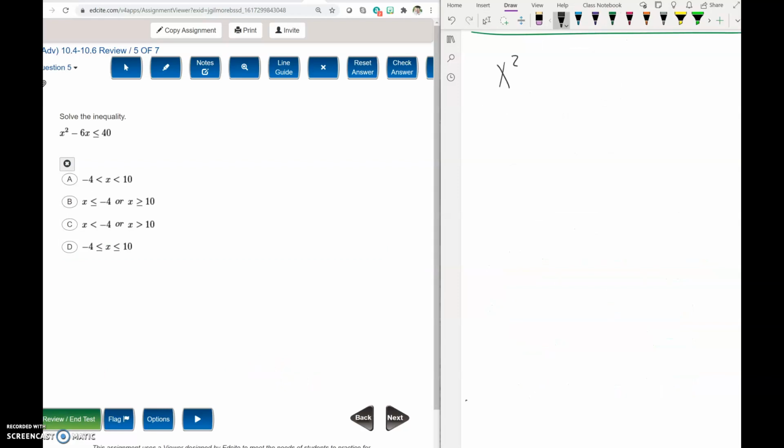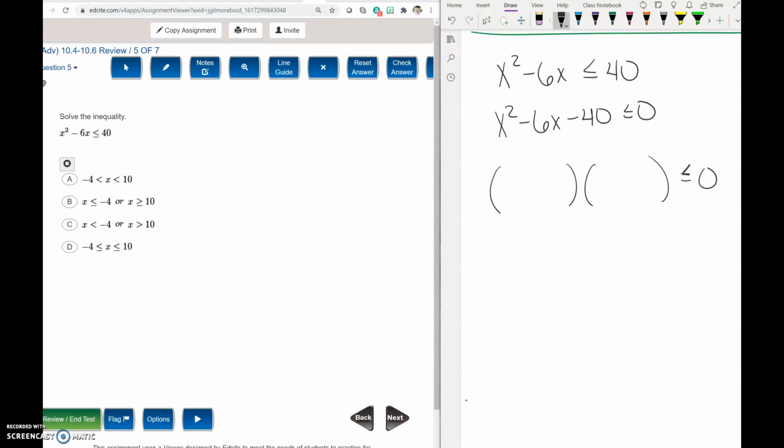Here's another one. Solve the inequalities. X squared minus 6x is less than or equal to 40. I'm going to get 0 on one side and factor and solve. So I'm looking for 2 numbers that multiply, and I know it's not really equals, it's less than or equal to, but you know, whatever.